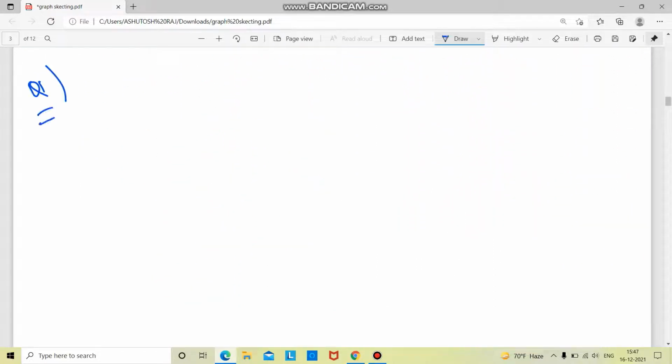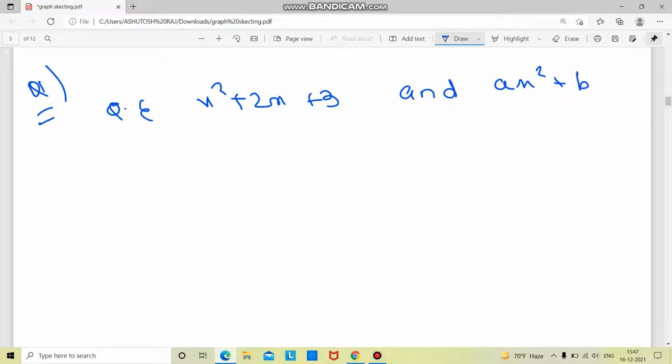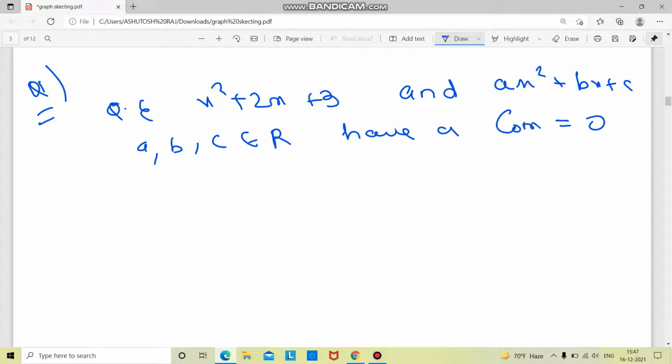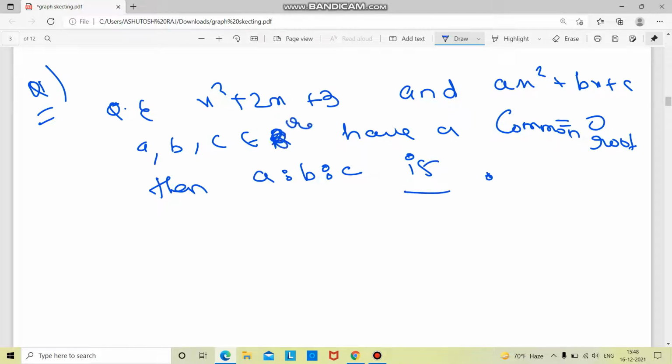One more question on this same concept. If the quadratic equations x square plus 2x plus 3 equal to 0 and ax square plus bx plus c equal to 0, where a, b, c belong to R, have a common root, then a is to b is to c is what? Here a, b, c are rational.